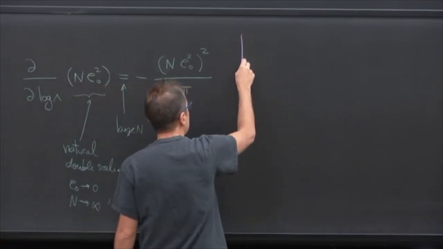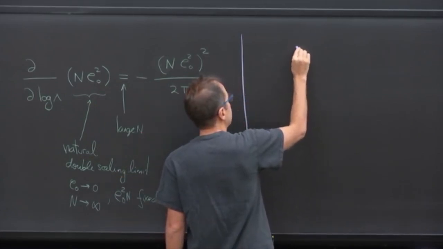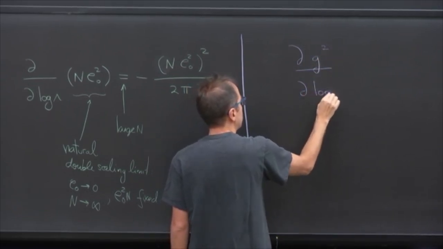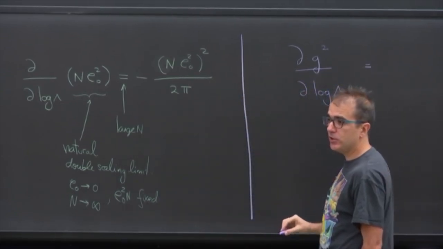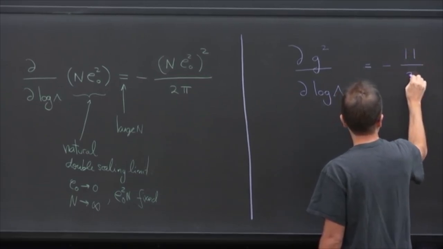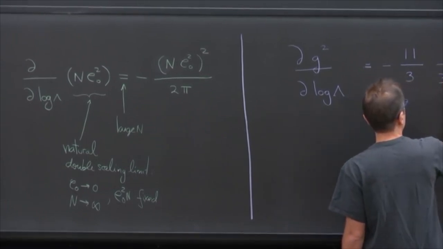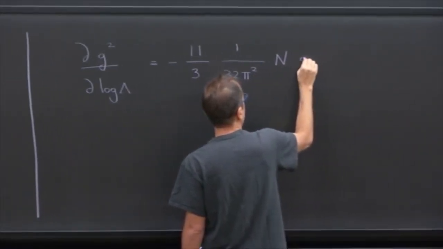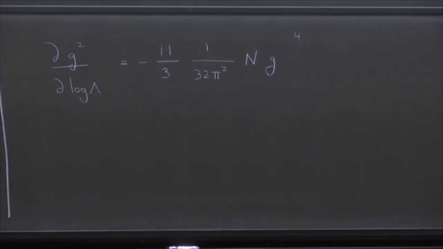We could do the same analysis for Yang-Mills and ask what would happen. For Yang-Mills, we have that equation over there. Let me write it like this. Let's multiply by g the left-hand side and say that the derivative of g squared with respect to log lambda, let's bring it to a form more similar to what we have, is, if I multiply by g, something like minus 11 thirds, there is some 1 over 32 pi squared, and then there would be a g to the 4 here, n times g to the 4.